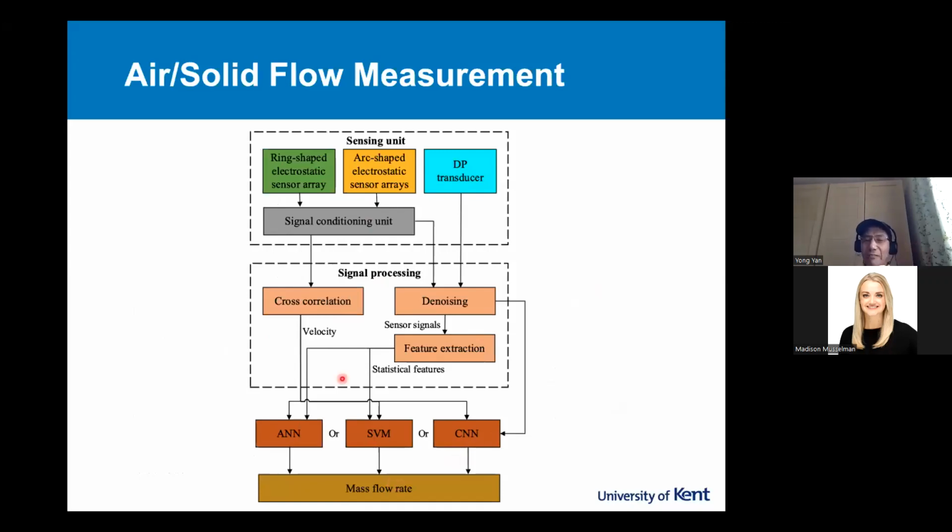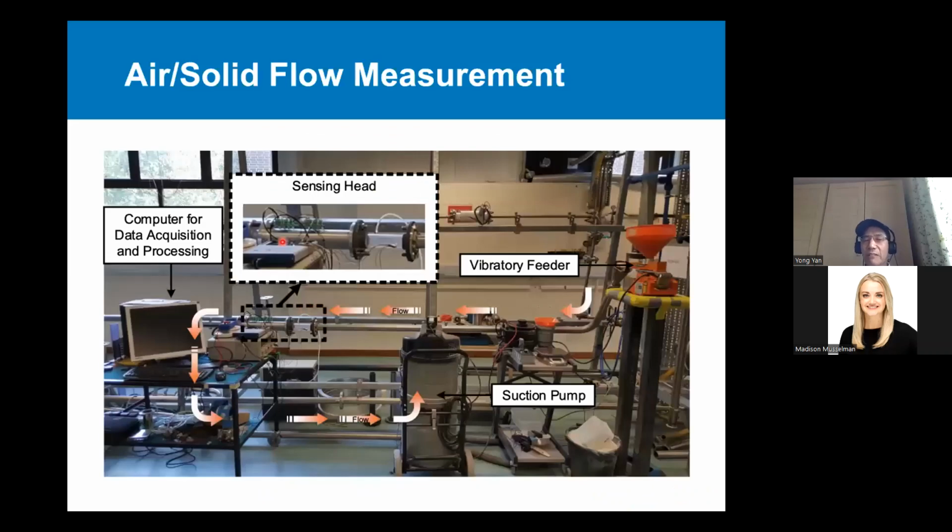We have been doing this research for some years, all conventional, but we have attempted to use data-driven models to do the same thing, to see if it's better. This is a test rig in our lab. You can see the particles coming from the right-hand side, going through the test section, eventually going to a suction pump. You can see the flow meter here. It's a 2-inch pipe. On the left-hand side you can see the electronics and the computer.